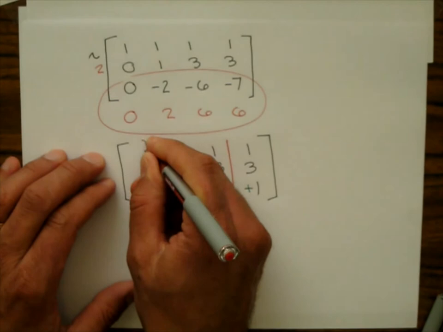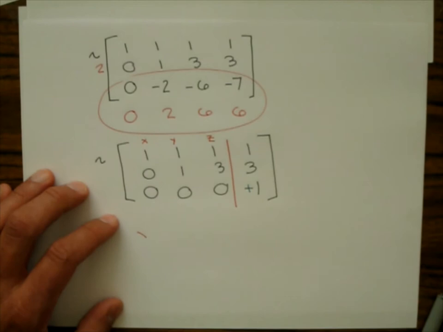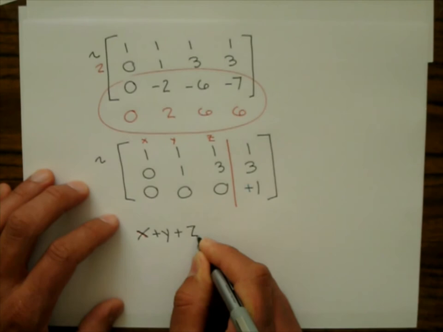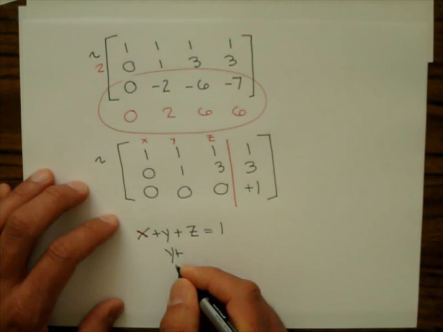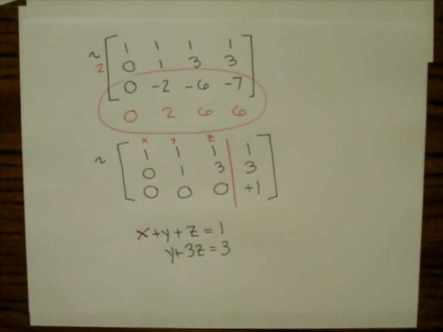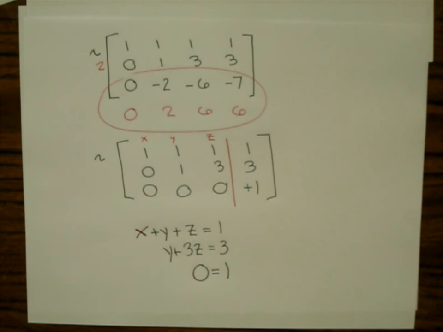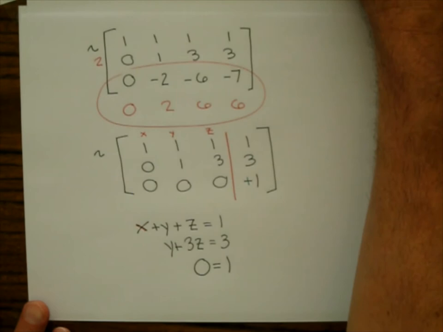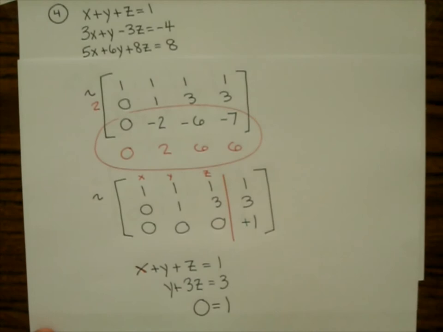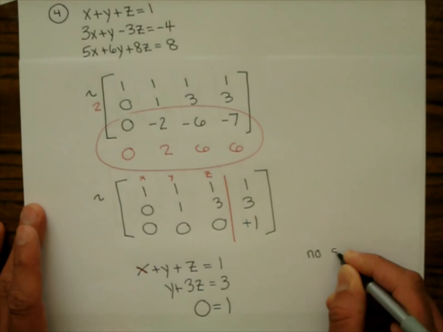So remember that this is x, y, z. We write out the equations: x plus y plus z equals 1. The second equation is y plus 3z equals 3. But here's the weird part. The third equation says 0 equals 1. That's bad news. When 0 equals 1, it sort of ruins your day. Our original question was to solve that system, and when we get 0 equals 1, that tells you there is no solution. There's your answer. So all that work for nothing.